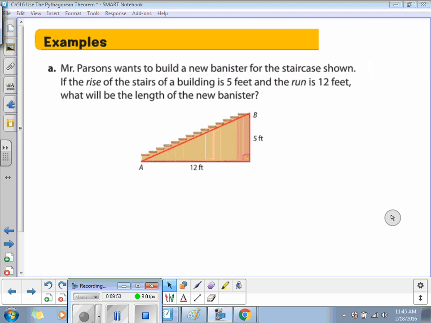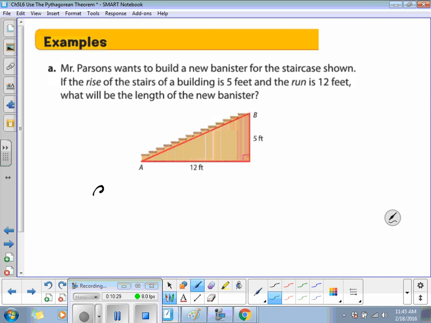Mr. Parsons wants to build a new banister for the staircase shown. If the rise of the stairs of a building is 5 feet, and the run is 12 feet, rise over run, remember that? Rise and run. So if the rise is 5 feet and the run is 12 feet, we want to know what will the length of the new banister be? Find C.